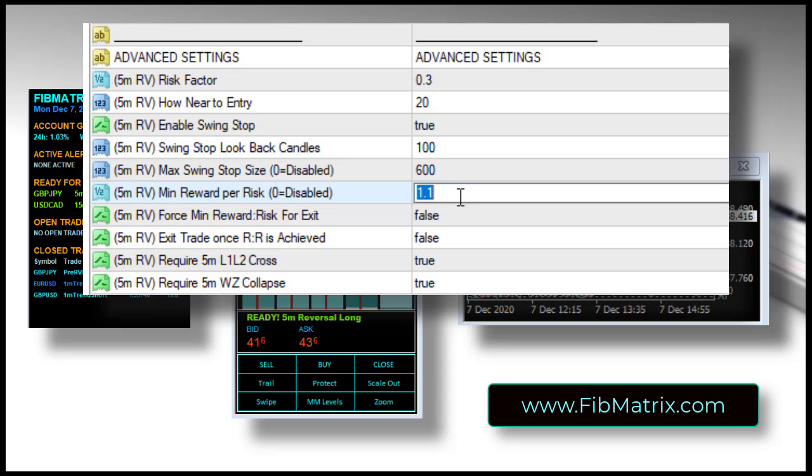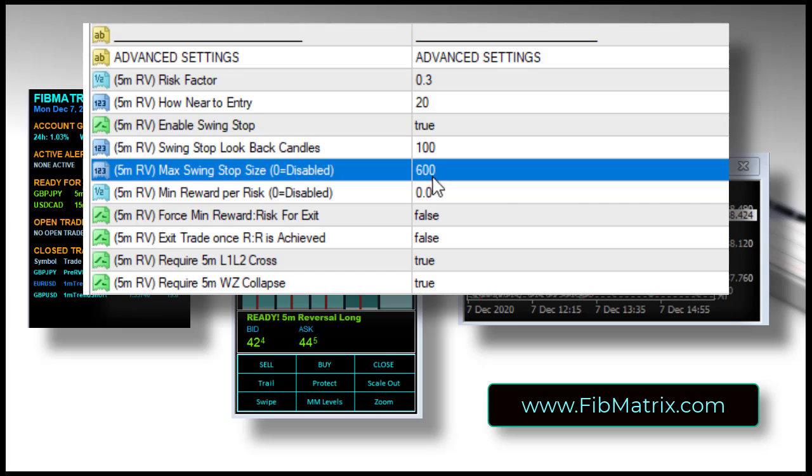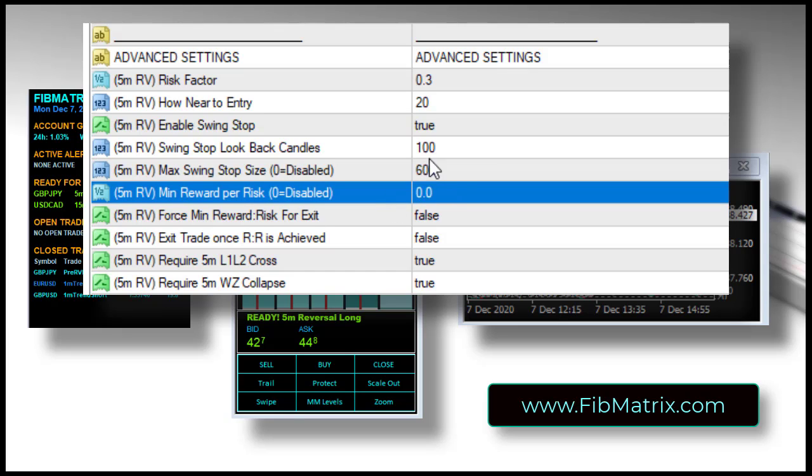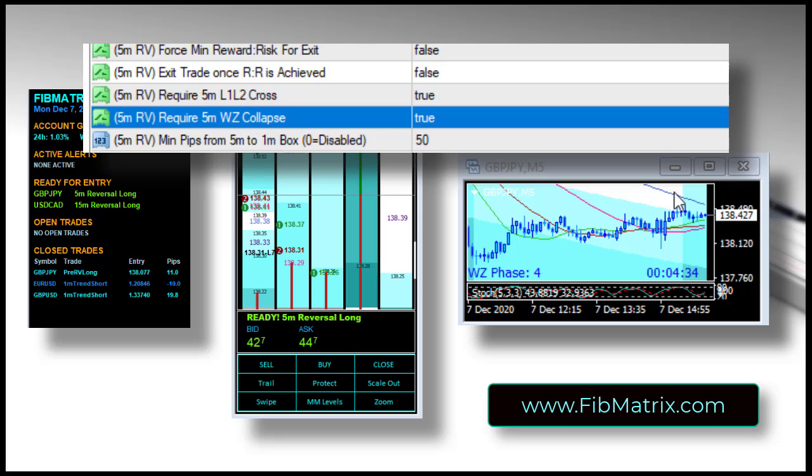Let's just disable this because we know what this trade is going to give us. Alright, we don't need it, we'll just disable it. We'll keep the swing stop size, but we don't care about the risk reward. If it's less than 60 pips, we're ready for this trade. Okay, so false, false. That's all fine. This is all true. We got the collapse white zone. The L1, L2 is already crossed.